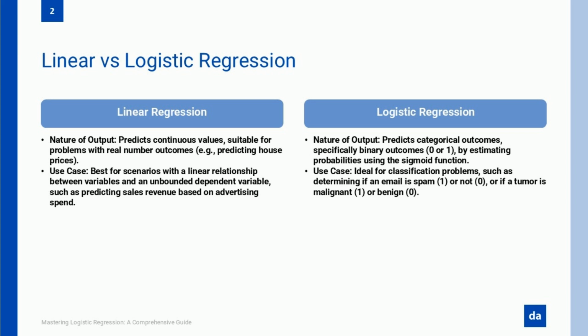Let's put it in simple terms. Linear regression is like a speedometer. It tells you exactly how fast something is going. Logistic regression, it's more like a traffic light. It doesn't care about your exact speed, just whether you should stop or go. And just like traffic lights keep roads from turning into chaos, logistic regression keeps classification predictions under control. But here's the real question.